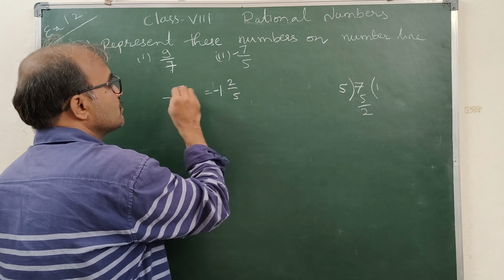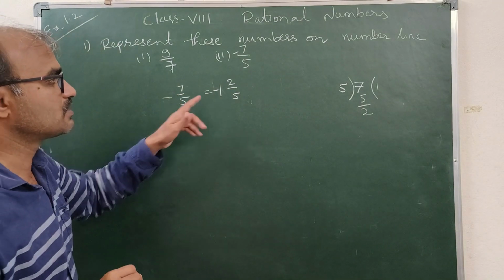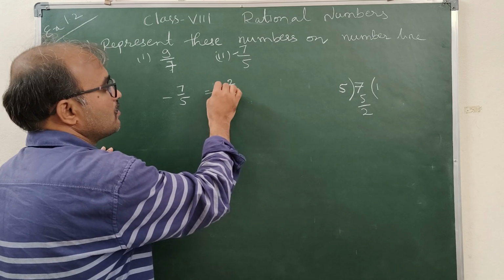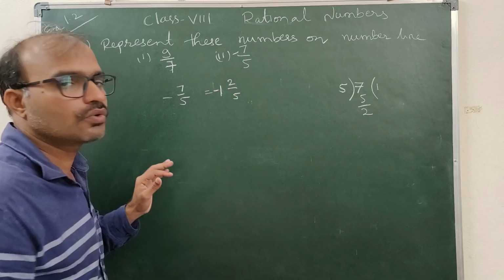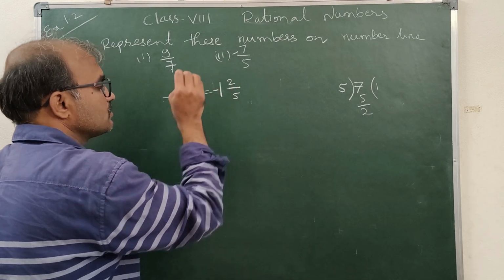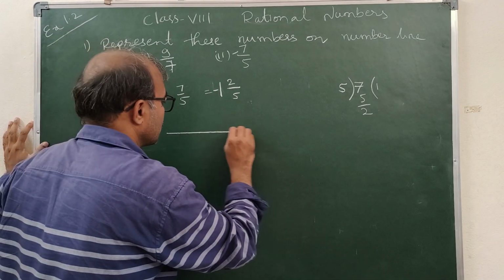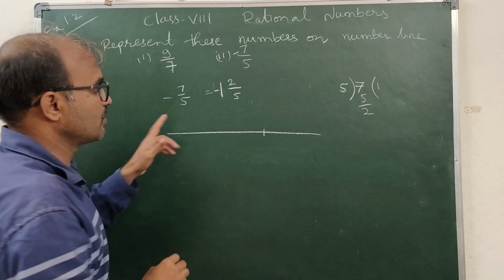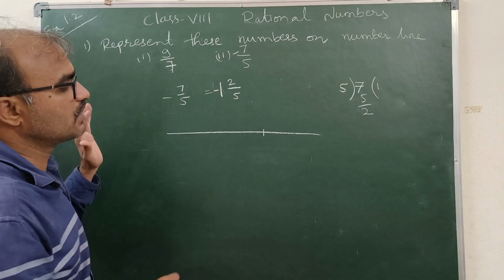But minus is there, no? Don't forget the minus. So it is minus 1 whole and 2 fifths. Minus 1 whole and 2 fifths, and on the number line, let us write first of all, the negative numbers will be on the left side of 0.